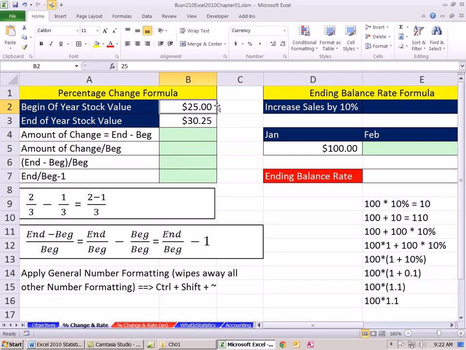Hey, we have a stock. Here's the price at the beginning of the year. Here's the price at the end of the year. Now we want to figure out the percentage change. Well, there's a couple of ways we could do this, and let's do each way, and we'll figure out which one we like best, and then use it throughout the rest of the class. First thing is, let's figure out the amount of the change. It's always equals the end minus the begin.